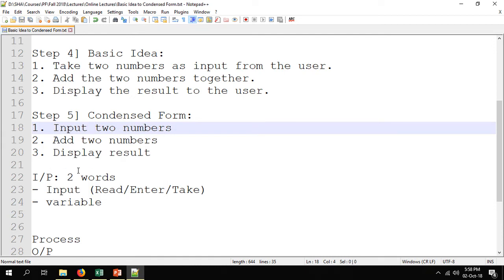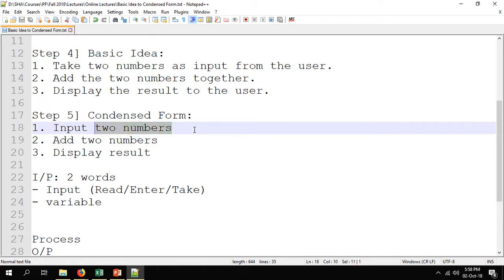But since the rule said it should be two words, now we have three words: input, two numbers. It says that the second word should be a variable. What we know already about variables, we have already done this in Scratch, is that a variable is a box which can only hold a value of any one particular thing at a time. But here we have two different numbers. So in fact, we need two different variables. So now we need to split this step into two steps.